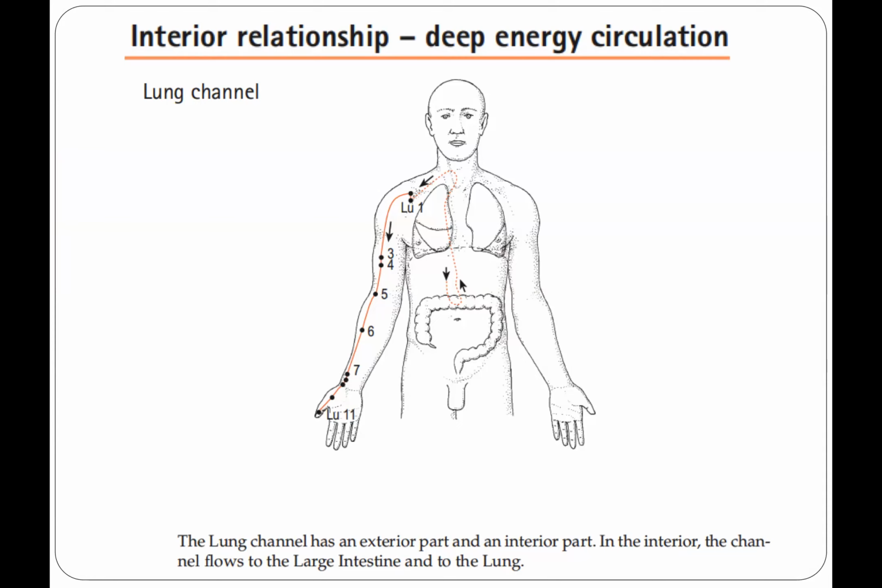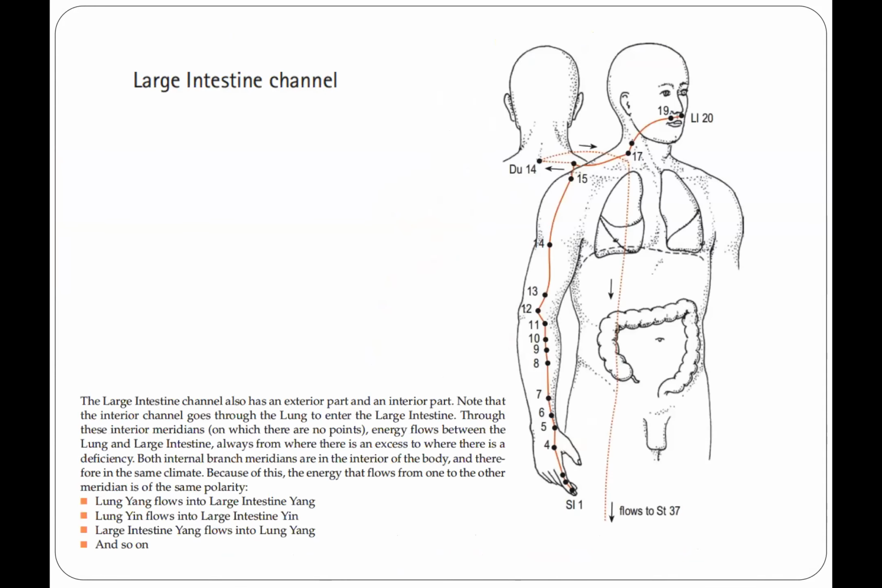The lung channel has an exterior part and an interior part. In the interior part, the channel flows to the large intestine and to the lungs. Partner organ niya yung large intestine. So yung large intestine channel naman ay nag-start sa dulo ng pintuturo. Ayun po, makikita natin. Then nag-end siya sa may ilong, yun po sa gilid ng ating ilong, large intestine 20.